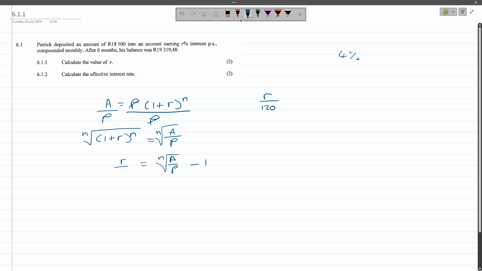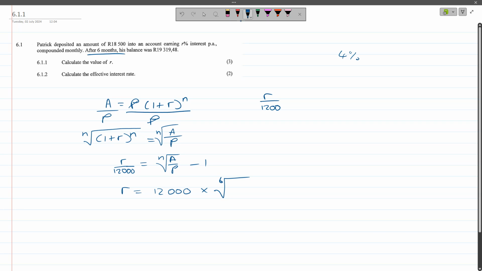So we're going to have 1,200. So R over 1,200. And then remember, we are solving for R, so we're going to multiply this whole thing by 1,200. But at this point, we can now substitute our values. So 1,200 multiplied by the nth root, where n is how many compounding terms there were. From here, we can tell that it was just 6 from the information given.